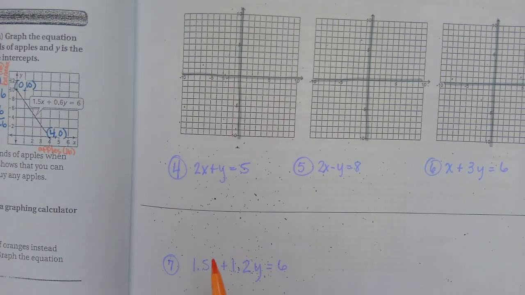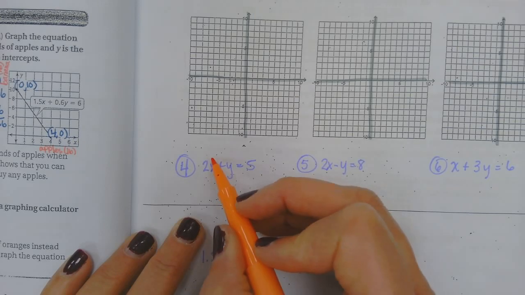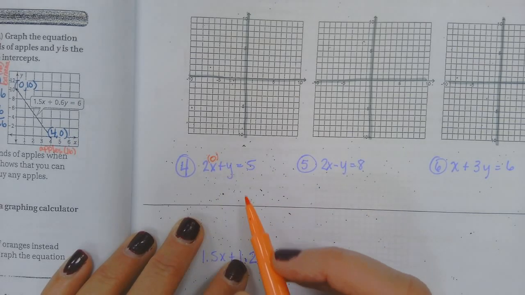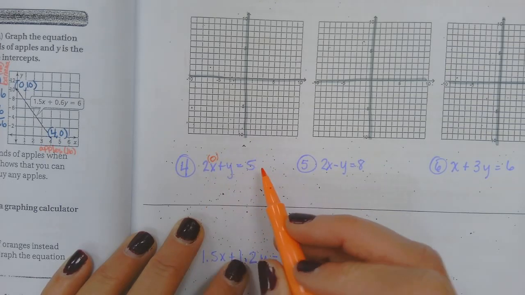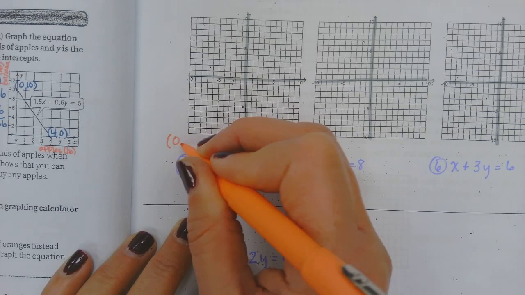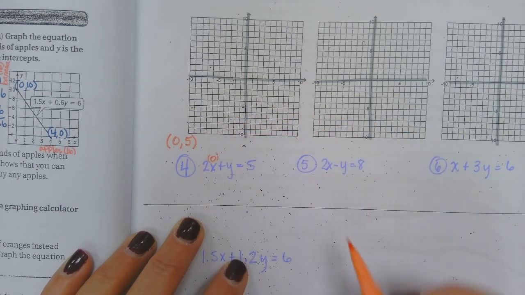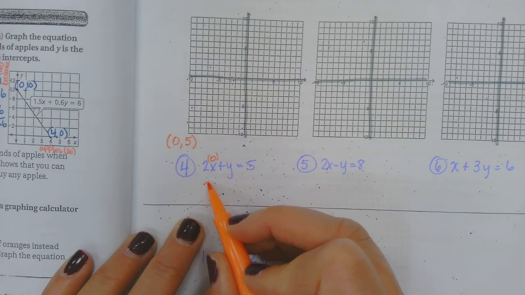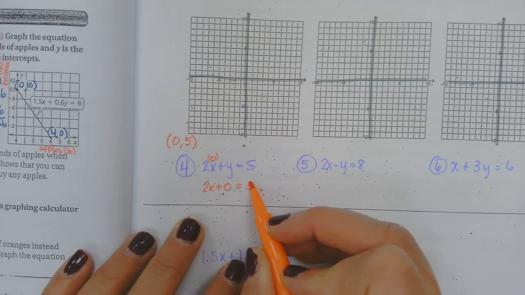Then for number 4, these asked you to find the intercepts. So I'm going to first try where I put x equal to 0. And so that would give me 0. So y is equal to 5. So when I have x is 0, I know y is 5. Okay. And then I'm going to rework it. 2x plus 0 equals 5.